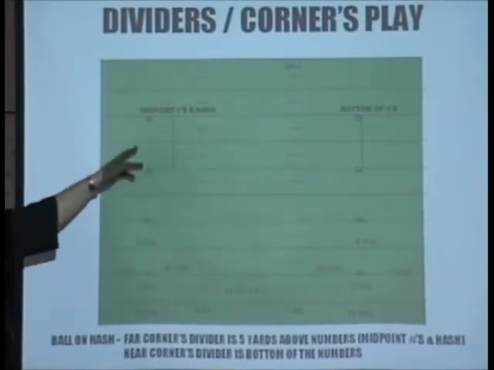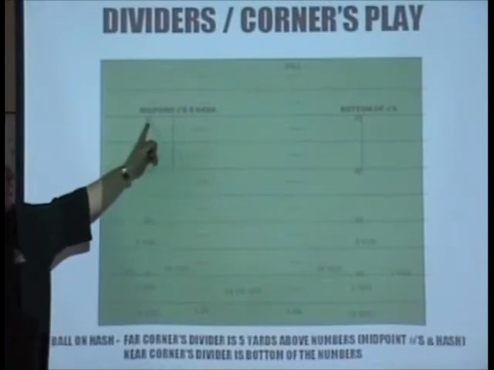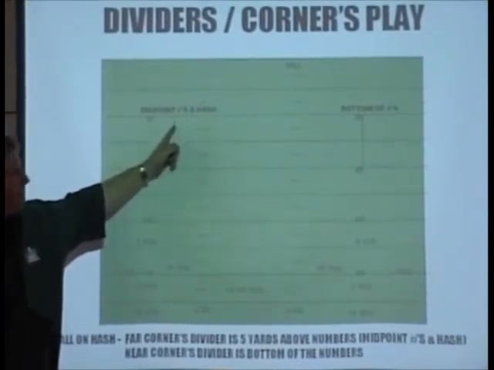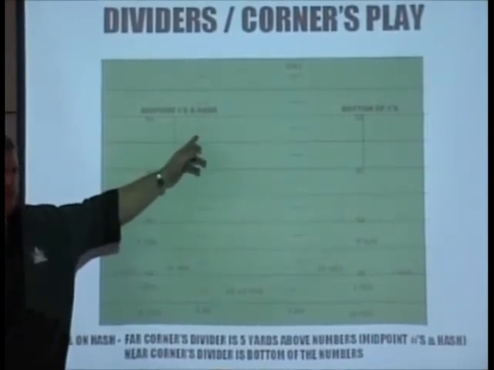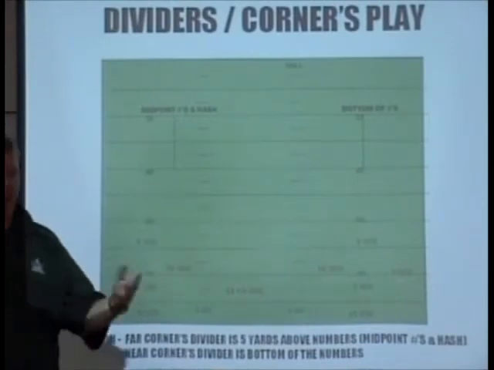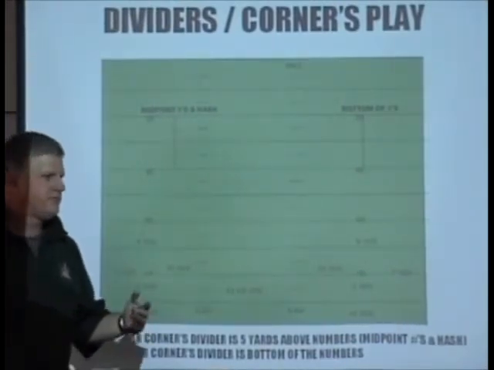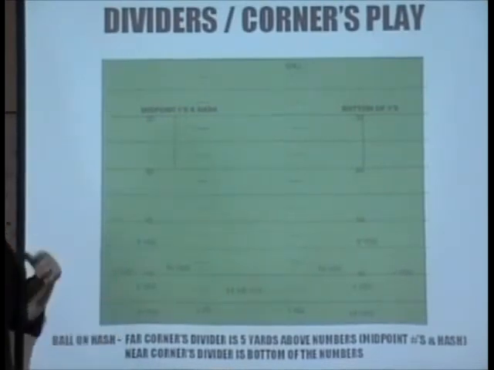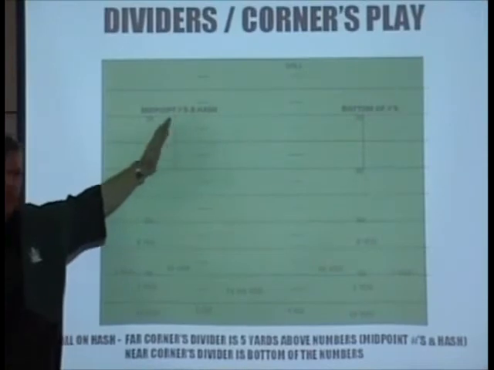All right. They say it's at the midpoint. If the ball is on the far hash, it's at the midpoint. That's 5 yards. It's the midpoint between the numbers and the hash. You may want to use midpoint. I don't care. We use the rule so we can rattle off and say 5-1 bottom. You may want to say numbers, midpoint, bottom, whatever else. So we use 5-1 bottom.